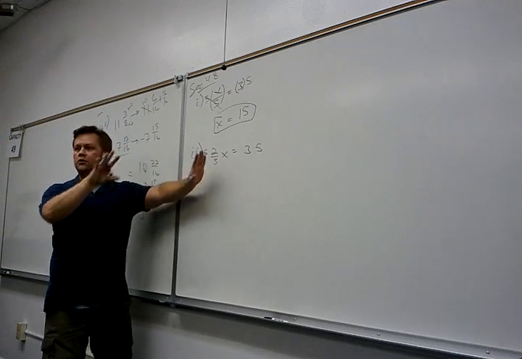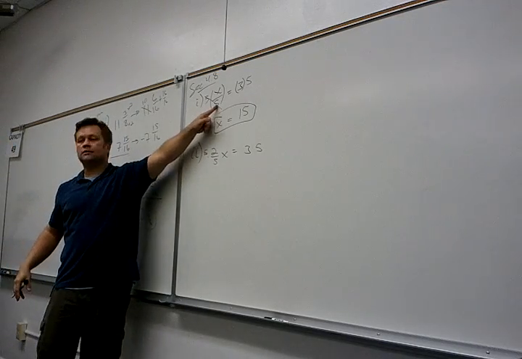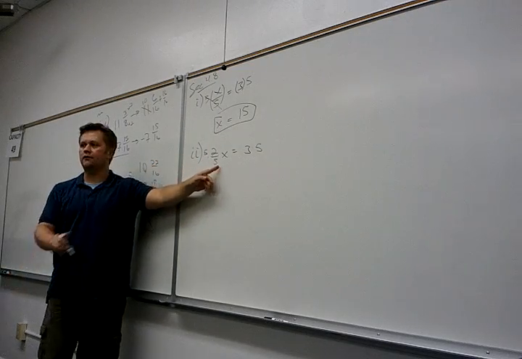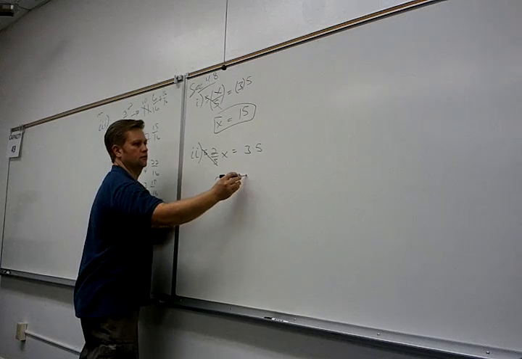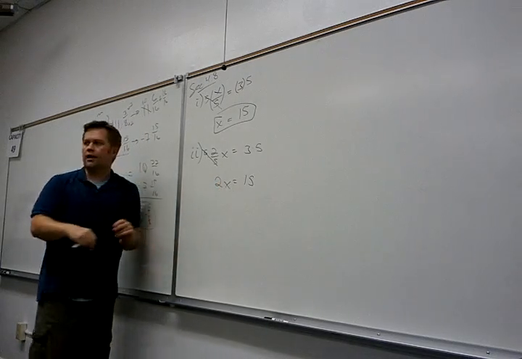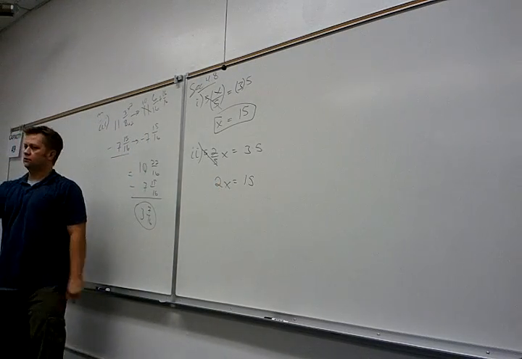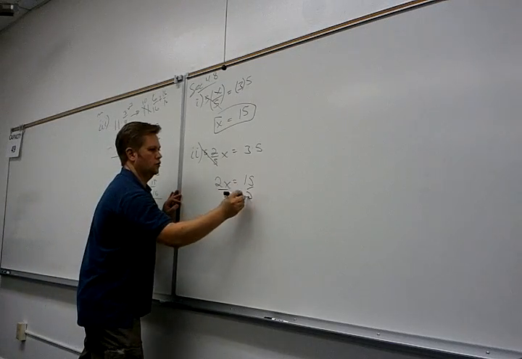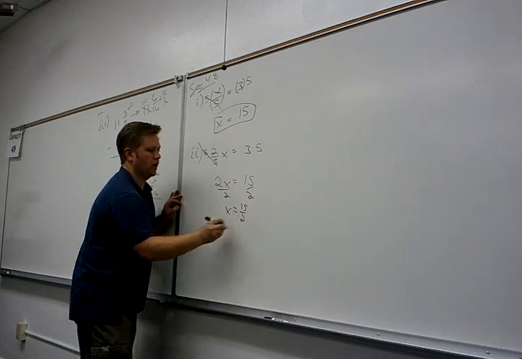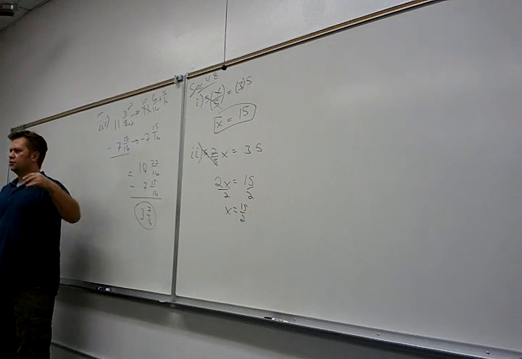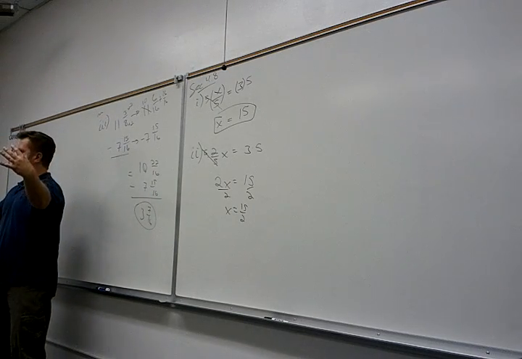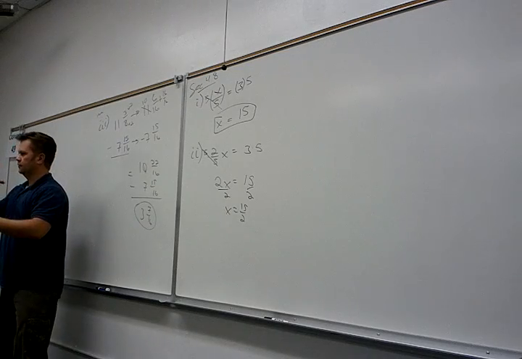Is everybody cool with just that step? That's the exact same step we needed to kill that 5. Now those cancel. And what do I get? 2x equals 15. And then the last thing I do is divide by 2. Good. So a quicker way to do that same problem. That wasn't a long problem, but if this is part of a bigger problem, I want to do every piece quick.